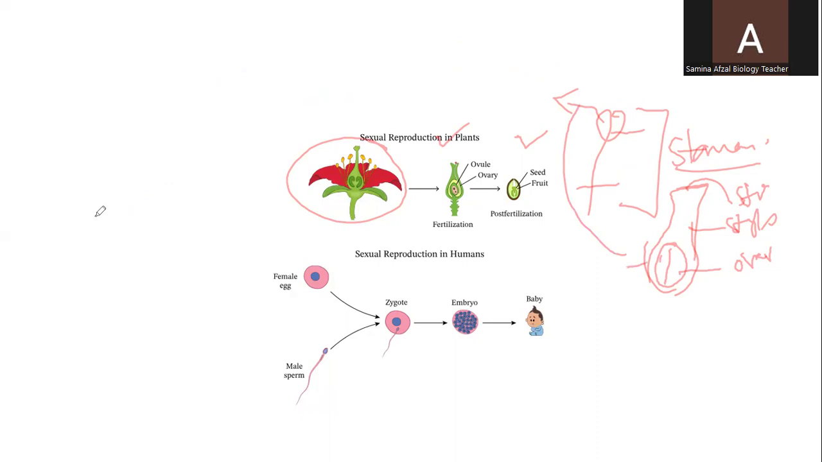The same is the case in human beings. The egg has 23 chromosomes, and the male sperm also has 23 chromosomes. Fertilization occurs, fusion of these gametes takes place, and a zygote is formed, which has 46 chromosomes. After many divisions, this zygote changes into an embryo, and the embryo will be the future baby of the human being.